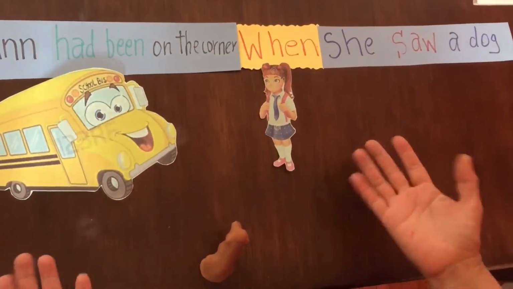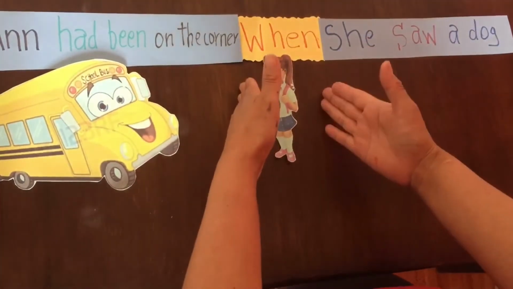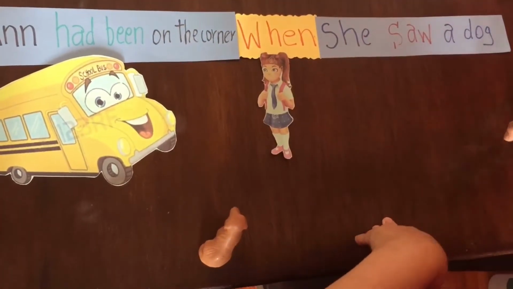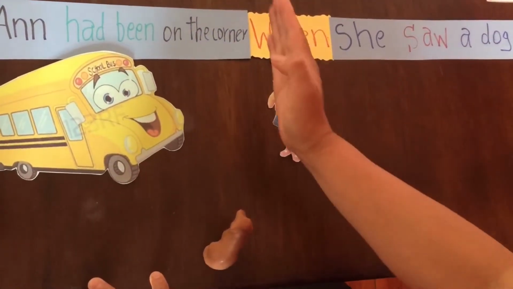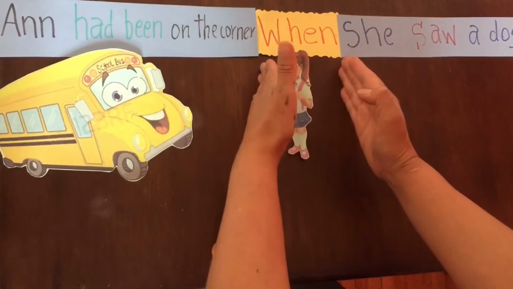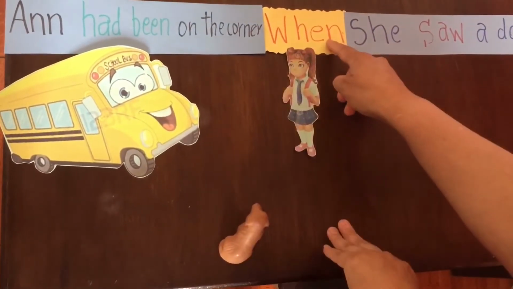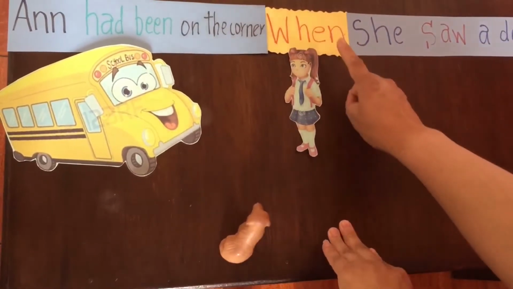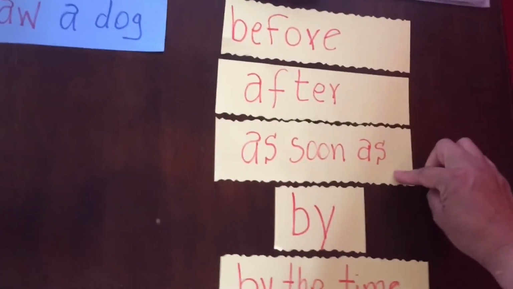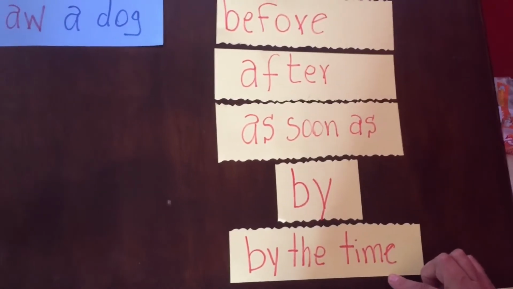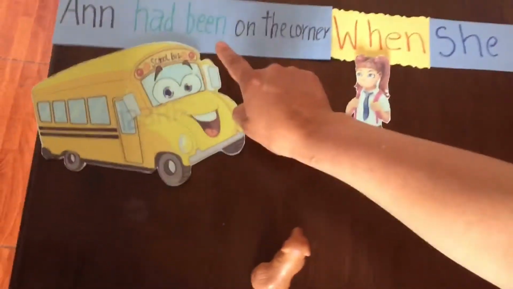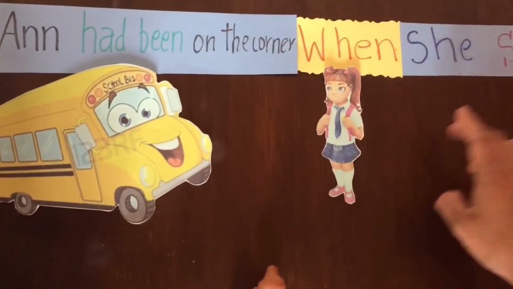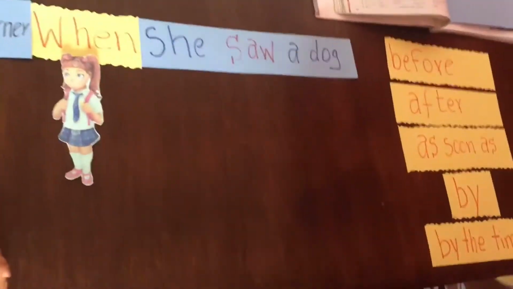But what happened? What else? Here we say when she saw a dog. So this is the second action. If you realize, here we have an action divided by a time expression. We have different kinds of time expressions, for example, before, after, as soon as, by, or by the time. So in this case here we have when. Anne had been on the corner when she saw a dog.